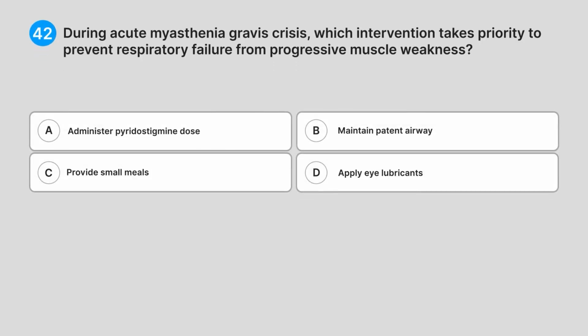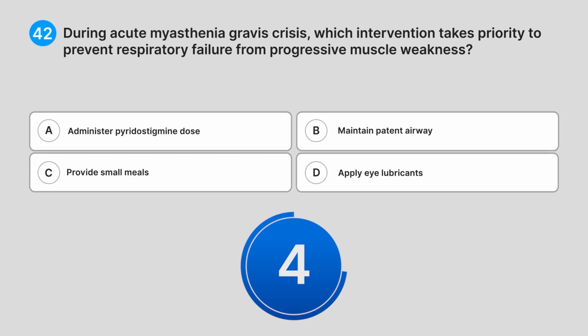42. During acute myasthenia gravis crisis, which intervention takes priority to prevent respiratory failure from progressive muscle weakness? A. Administer pyridostigmine dose. B. Maintain patent airway. C. Provide small meals. D. Apply eye lubricants. Do you know the answer?